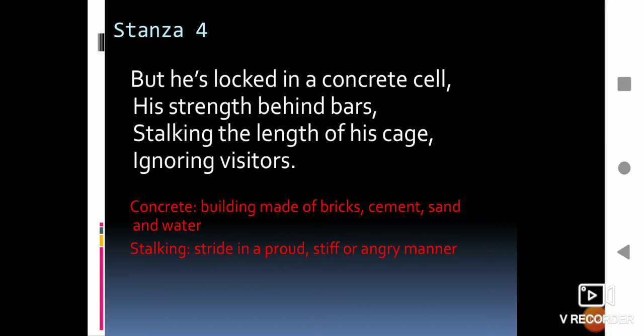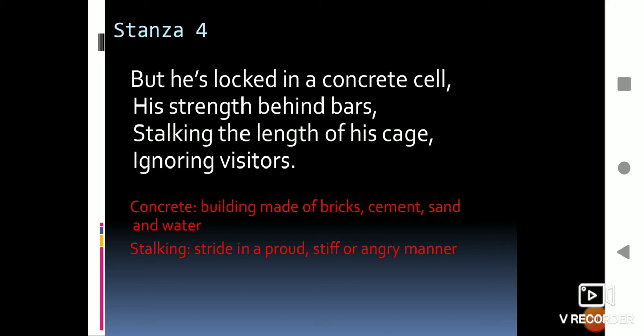But he's locked in a concrete cell, his strength behind bars, stalking the length of his cage, ignoring visitors. Now, concrete means a building made of brick, cement, sand, and water. And the meaning of stalking is to stride in a proud, stiff, or angry manner. When you are walking in a very proud, stiff, or angry manner, that is stalking.